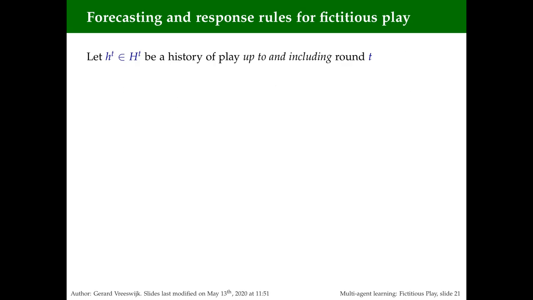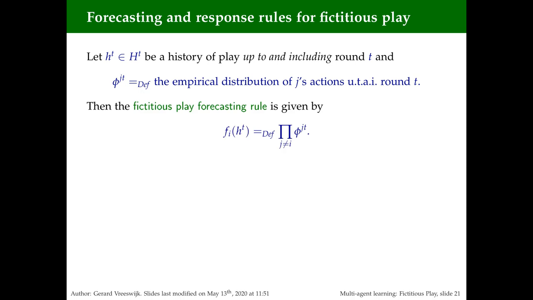Now, how does fictitious play fit in this framework? Well, if you have a history of play up to and including round t, and phi sub jt is the empirical distribution of j's actions up to and including round t, where j is another player, then the fictitious play forecasting rule is given by the product of all empirical distributions of other players. Because you form a product distribution out of individual empirical distributions, you are assuming in fictitious play that your opponents act independently, that they're not coordinating against you or in favor of you.